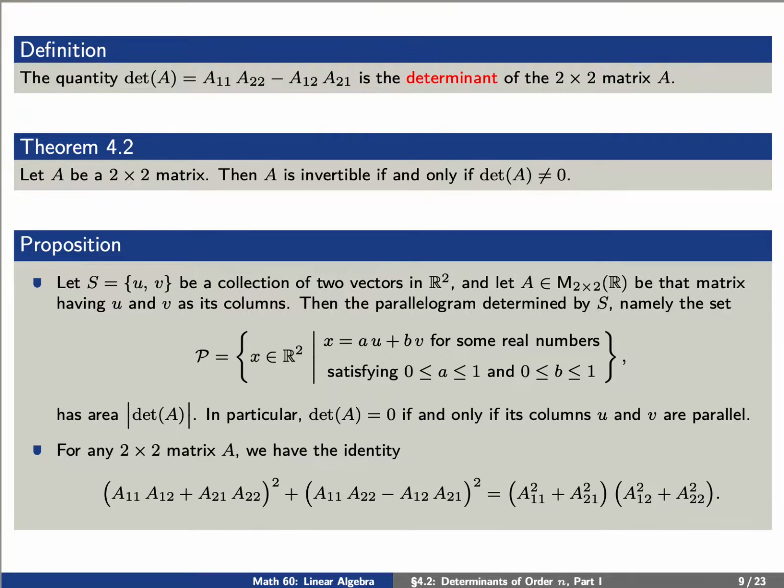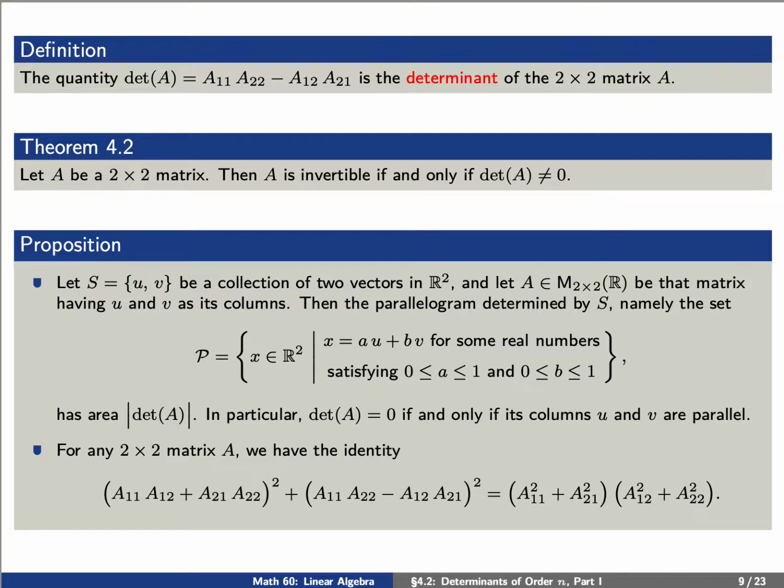Let's say that U and V are two vectors in the real plane R2, and let A be that 2 by 2 matrix having U and V as its columns. Then the parallelogram determined by these two vectors has area equal to the absolute value of the determinant of A. In particular, the determinant of A is 0 if and only if its columns U and V are parallel.